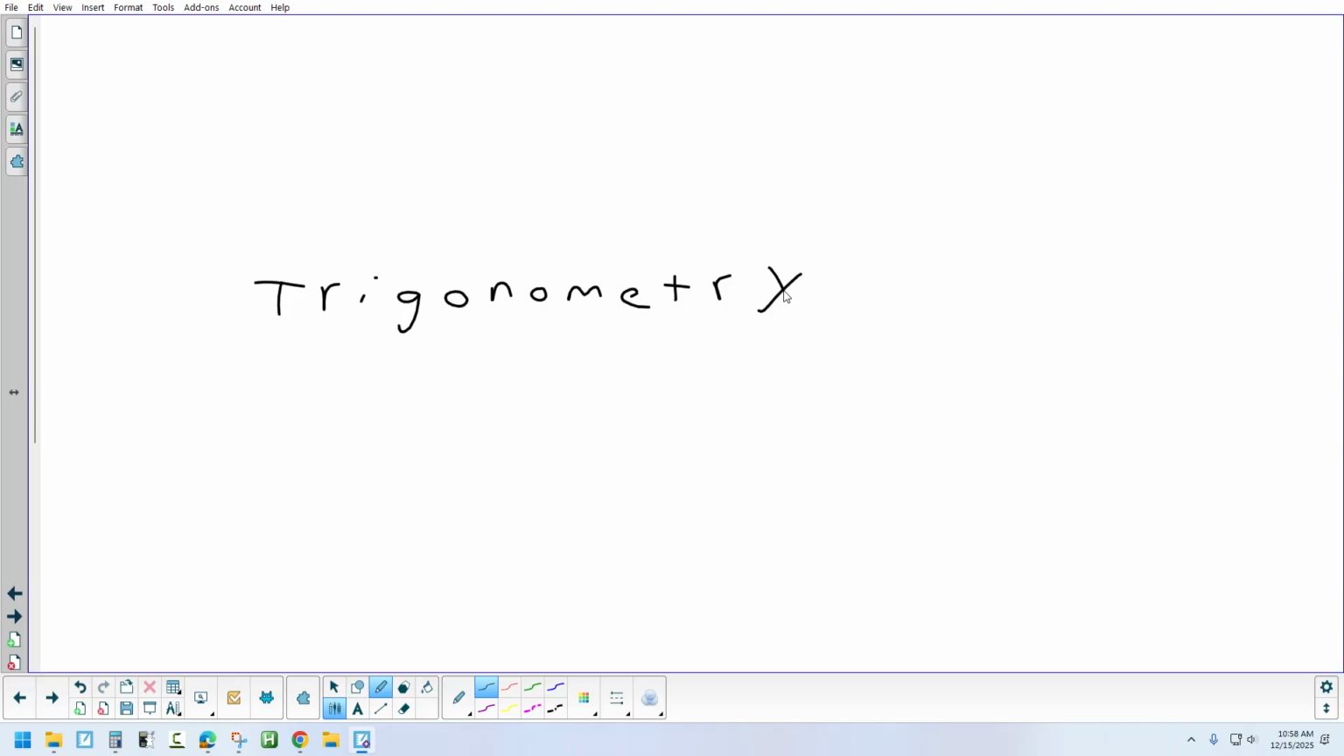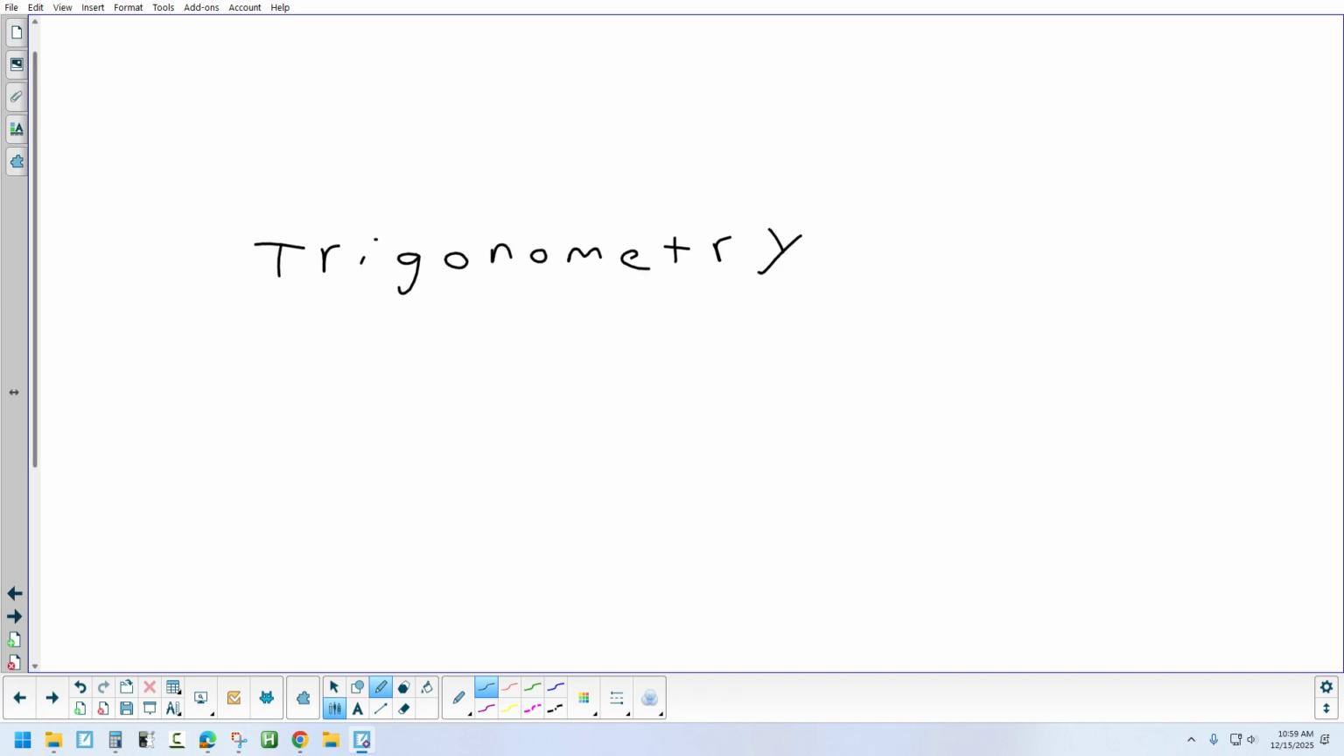Looking at the word trigonometry, does anybody recognize any part of the word? What's try mean? 3. Okay, so try means 3. Is there anything else there that people recognize in that word? Geometry, like geometry, that kind of stuff.